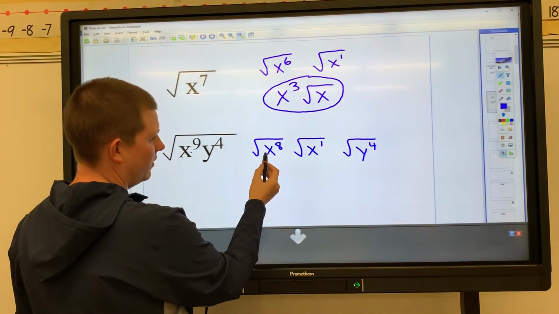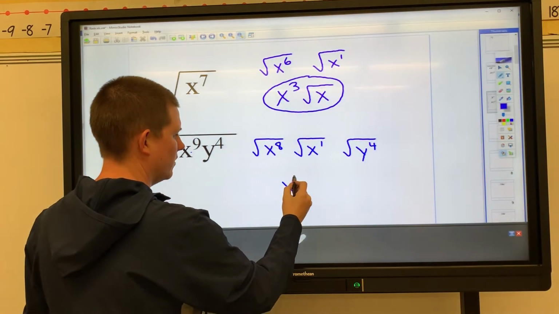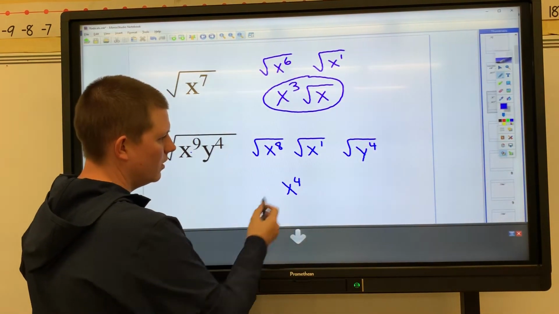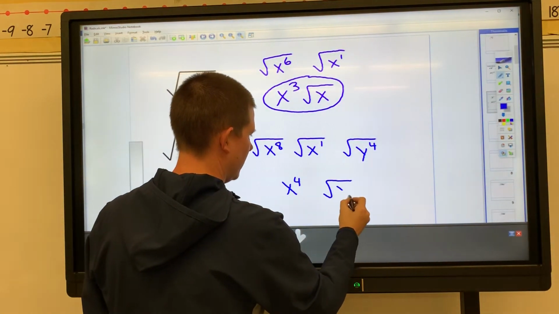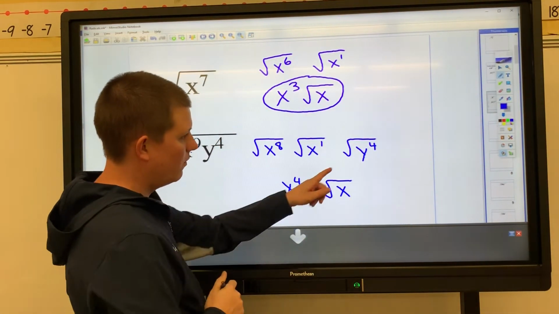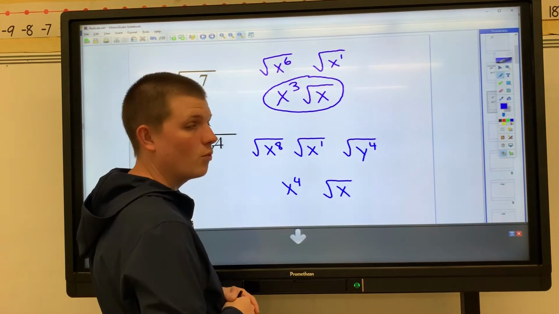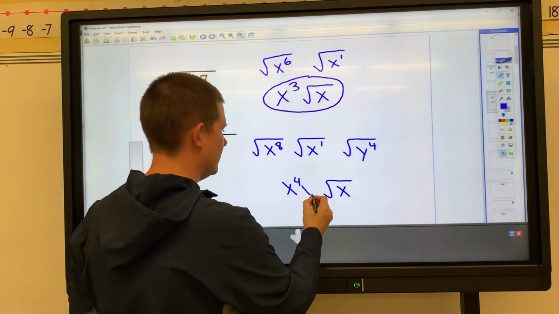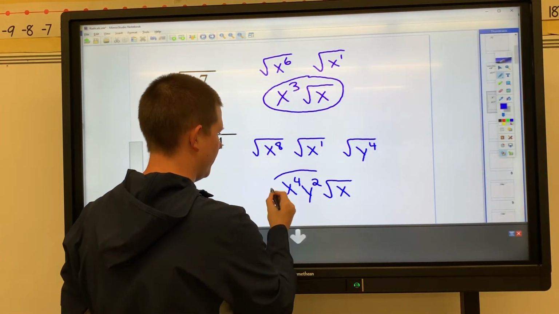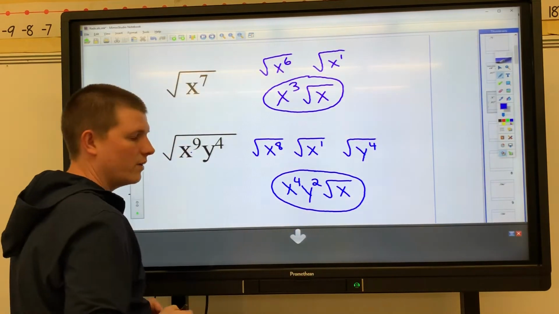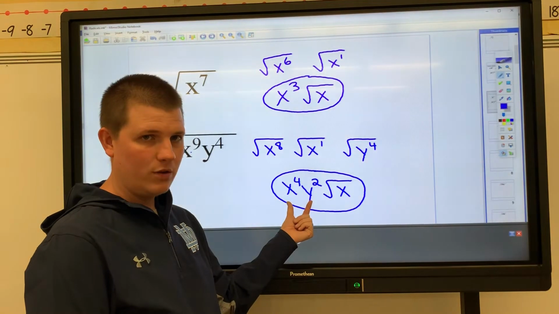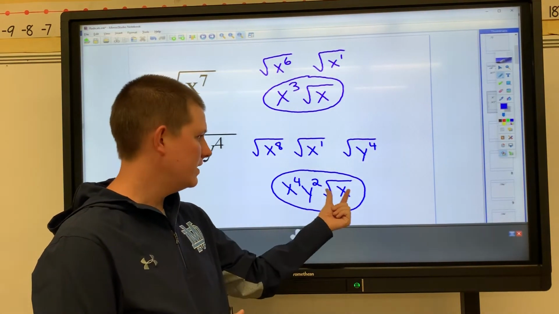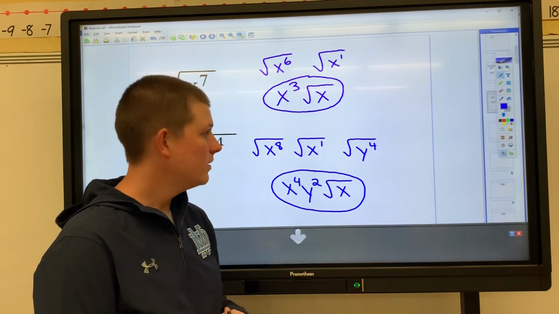What is the square root of x to the 8th? X to the 4th. What is the square root of x to the 1st? We don't know, so we're going to leave it in the radical. And now what is the square root of y to the 4th? Y to the 2nd. And that needs to go on the outside of the radical. So if you can answer the question, it goes on the outside of the radical. If you cannot answer the question, it stays inside the radical.